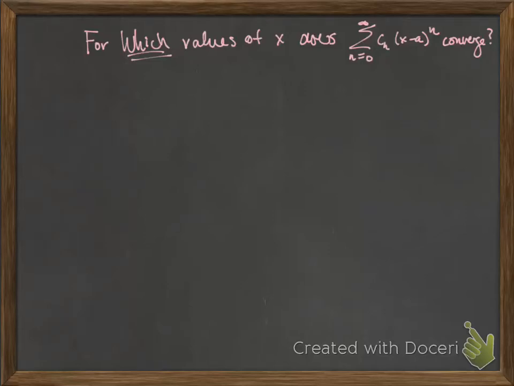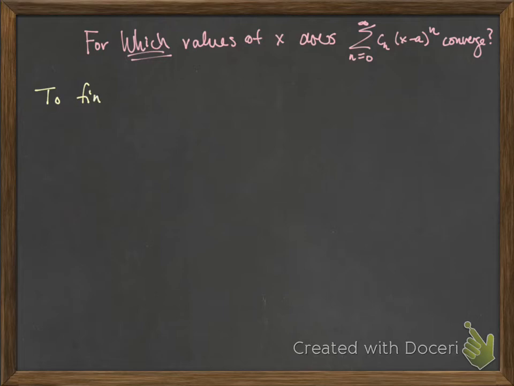Okay, we're continuing our discussion of power series, and the question at hand is, for which values of x does the power series centered at a converge? In the last video, we knew that it did converge at its center, so we already know that there will be at least one x value for which it converges, and that's x equals a.